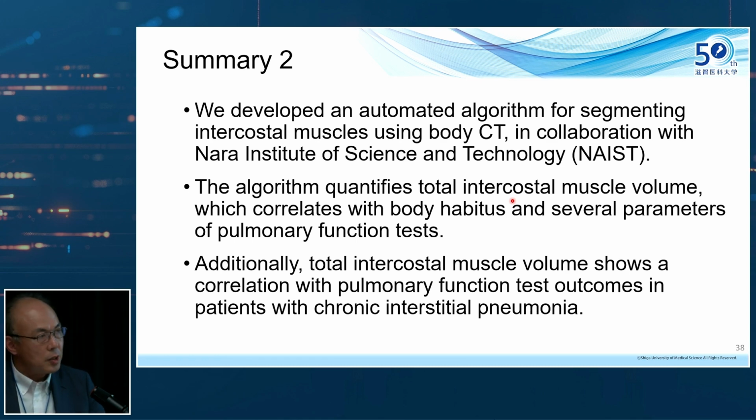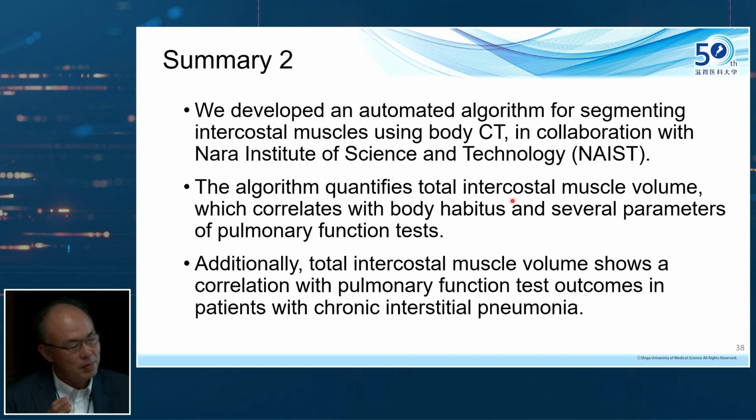Maybe many doctors say pulmonary function test is very patient dependent. Also maybe very difficult for the heavy dyspnea patient. I think this is a very promising future to evaluate the pulmonary function using the CT data.